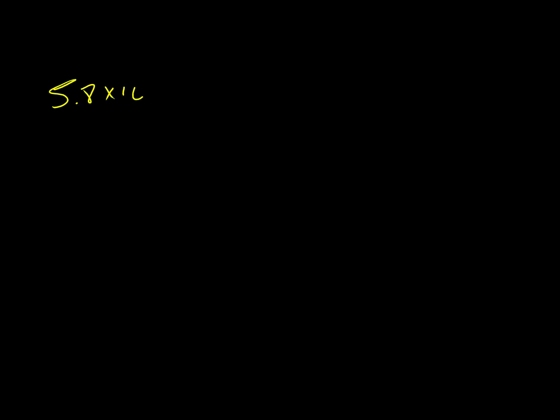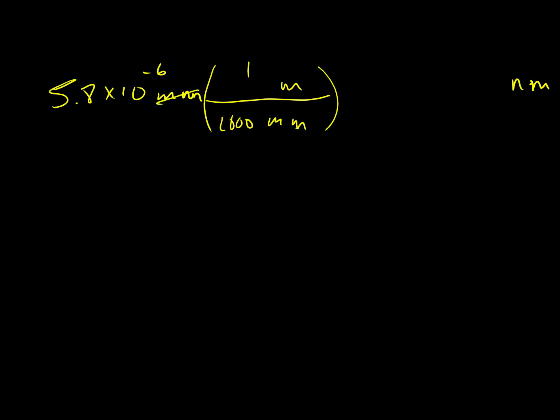5.8 times 10 to the minus 6 millimeters, and we wanted to change it to nanometers. Same problem. I'm going to start off in the same way. I'm going to get rid of millimeters and change it to meters. And 1 meter is 1,000 millimeters. Exactly the way we started the last one. Cross out the millimeters. But on the last one, I stopped and figured out a number here. I don't have to.